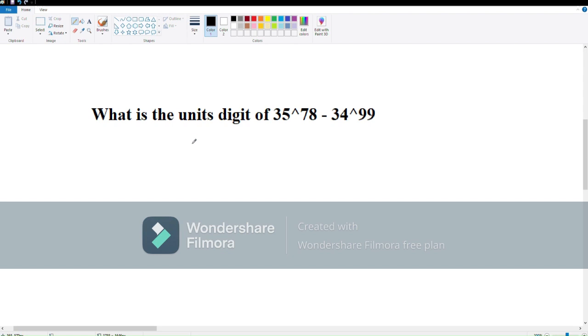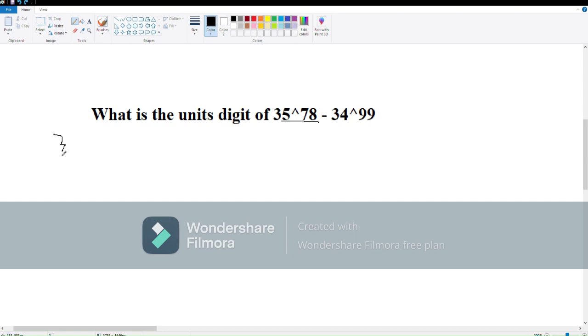So, to start off, what is even the units digit? For those of you that are new to this understanding of what the units digit is, if I have the number 123, 3 is the units digit. Okay, now let's erase that.